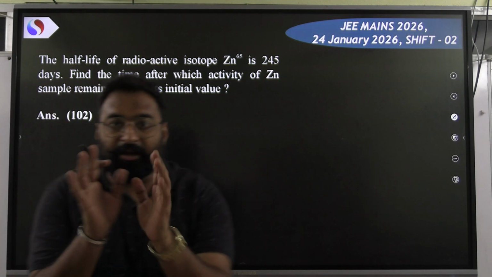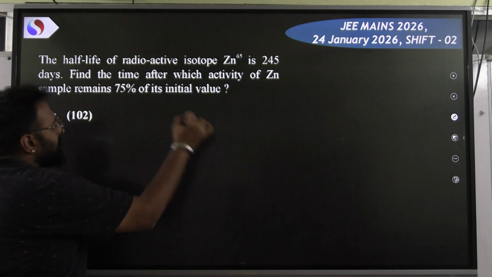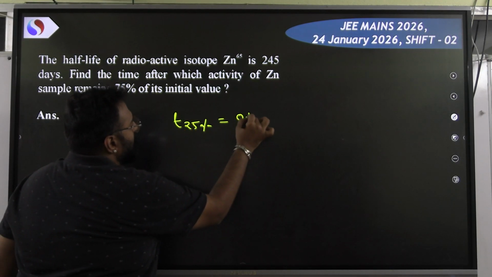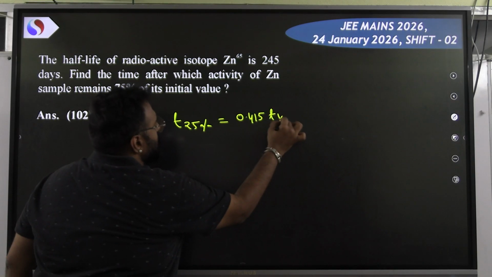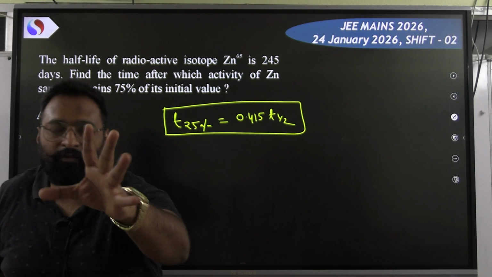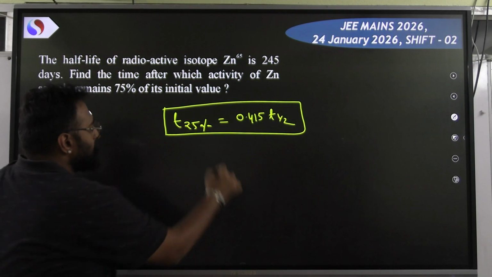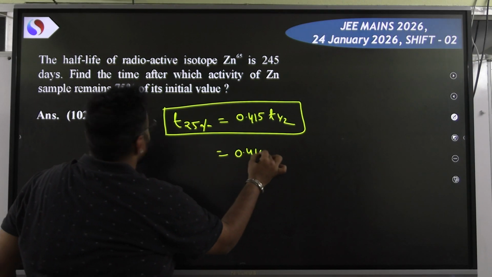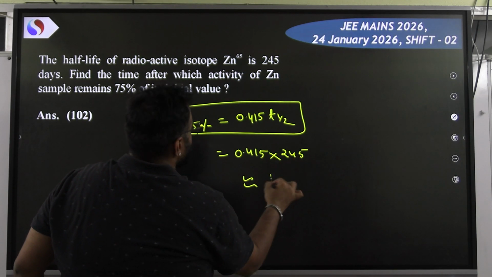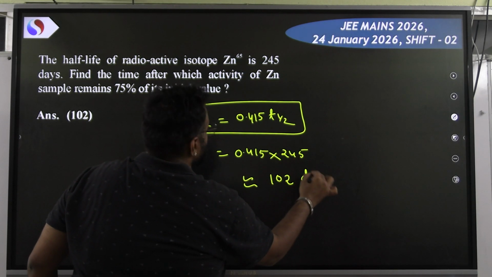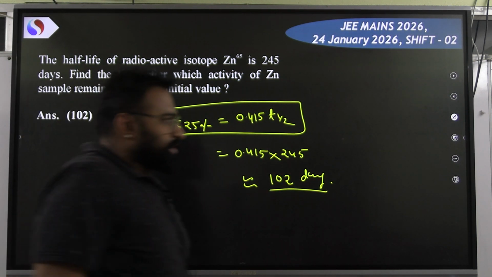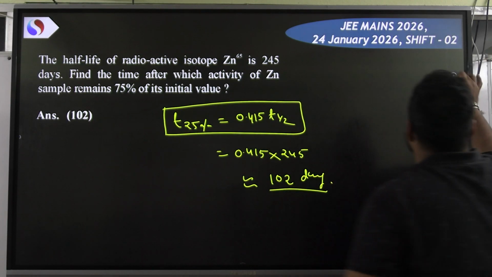Now a very simple trick in this question. When we say T 25%, it is equal to 0.415 into T half. This is a very small formula, a 10-second question. So 0.415 into 245 is nearly how much? 102 days. Very simple question this is.